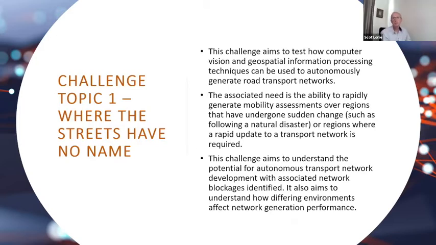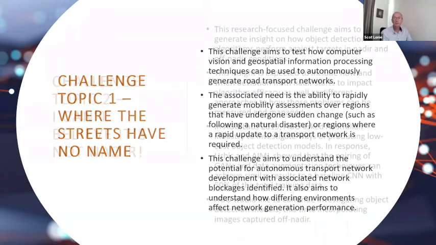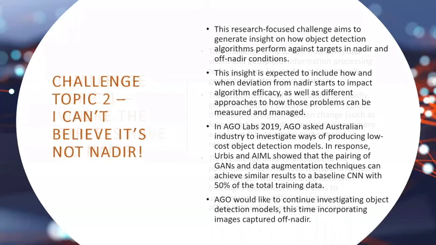Thanks, Eden. If we could go on to the next slide, and Kieran. Thanks, Scott. So the 2019 iteration of AGO Labs had a challenge that was looking into low-cost object detection models. And by low cost, we really were focused on lowering the training data requirements. So this challenge 2, I can't believe it's not native, is kind of similar to that. We retain the requirement for low-cost techniques, but add in one more variable, and that variable is imagery that's captured off nadir.